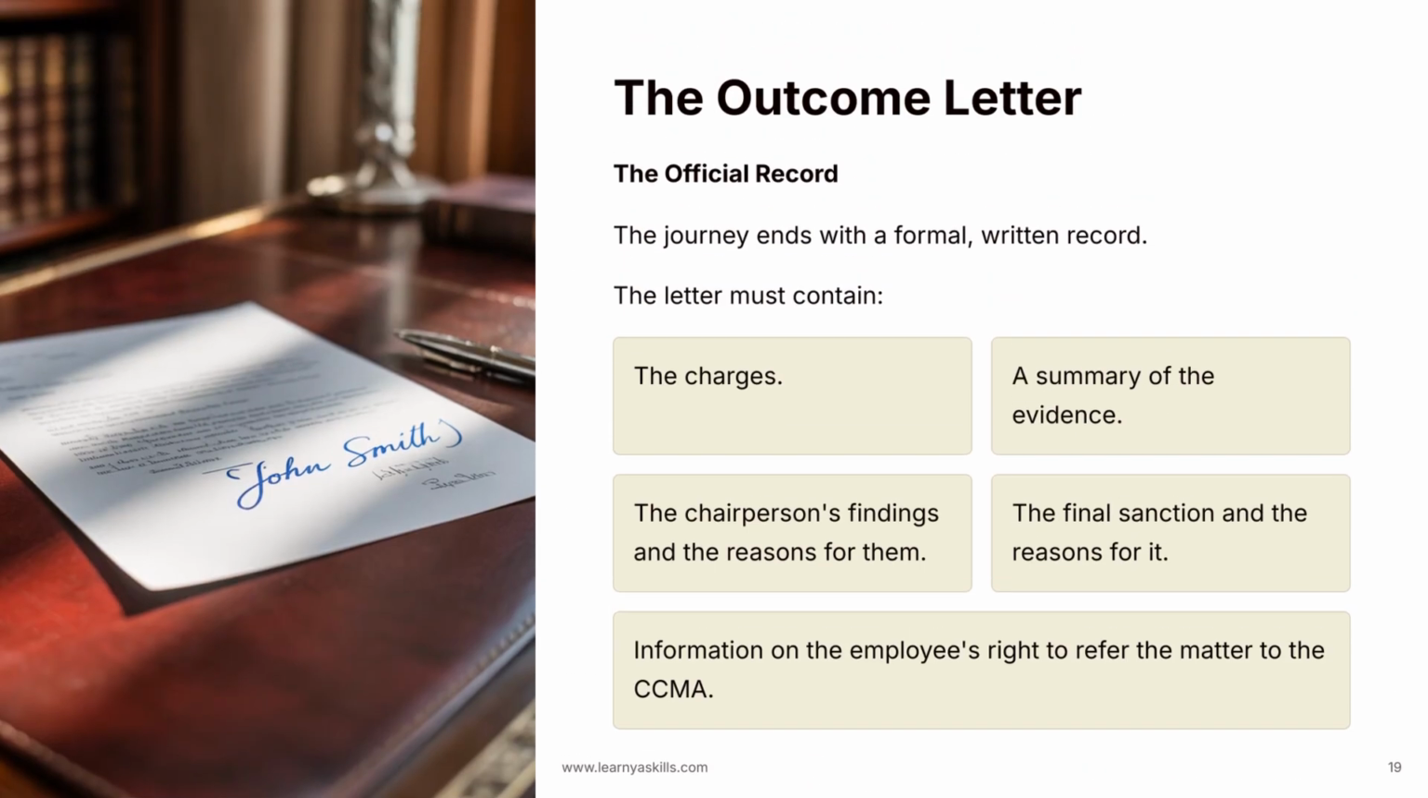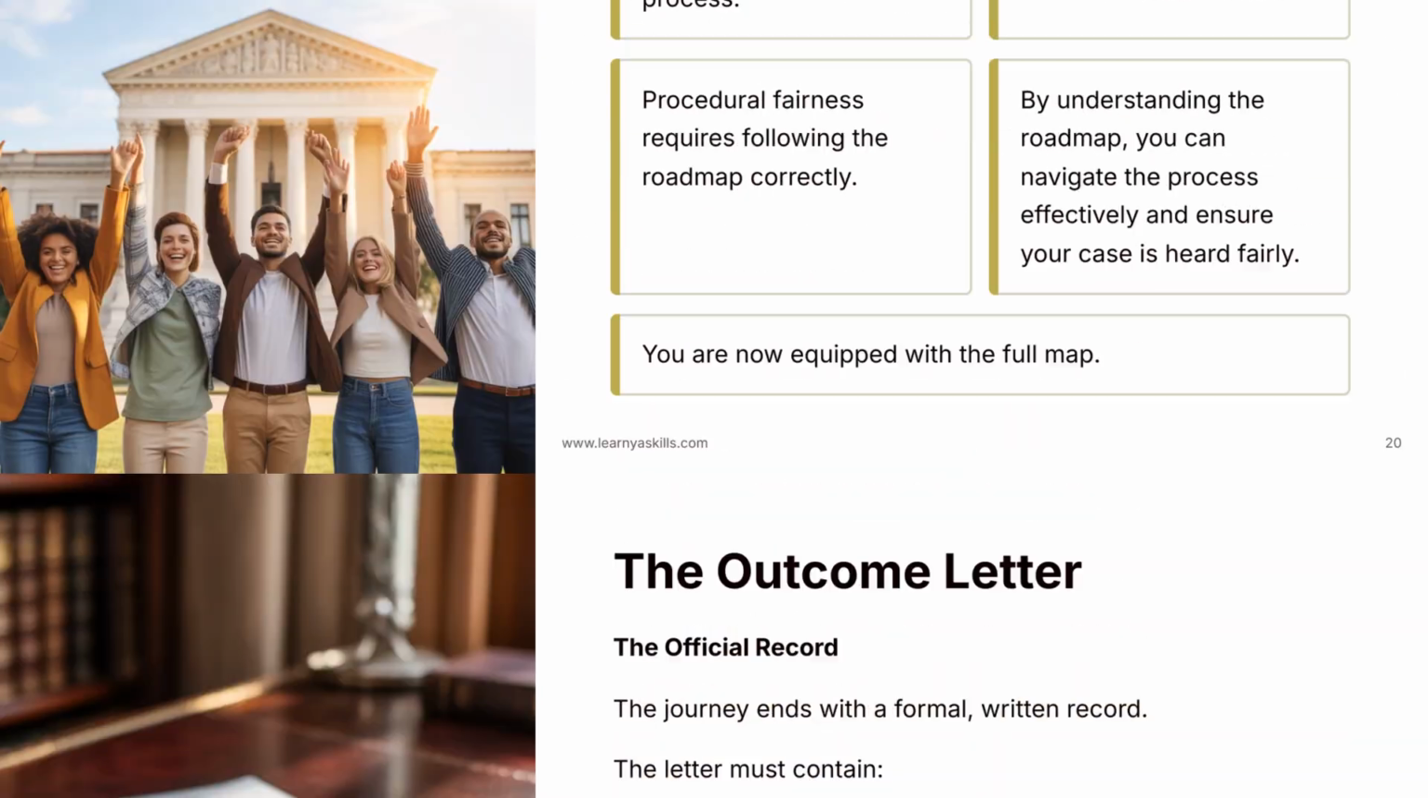The entire journey concludes with the outcome letter. This is the official, written record of the hearing. This is not just a short note. It must be a detailed document. It must summarize the charges, the evidence, the chairperson's findings and the detailed reasons for them. It must state the final sanction and explain why it was chosen. Finally, it must inform you of your right to challenge the outcome by referring the matter to the CCMA.